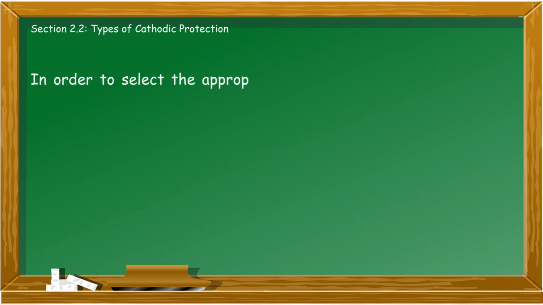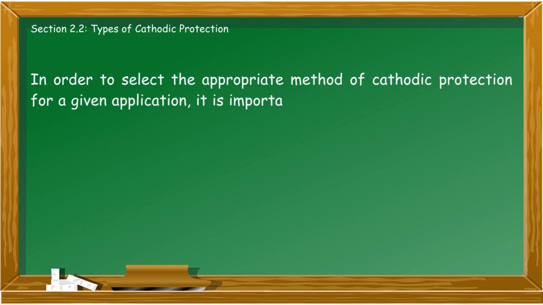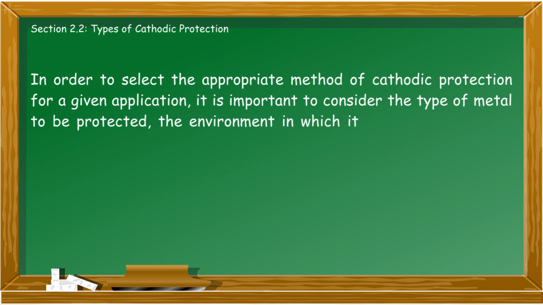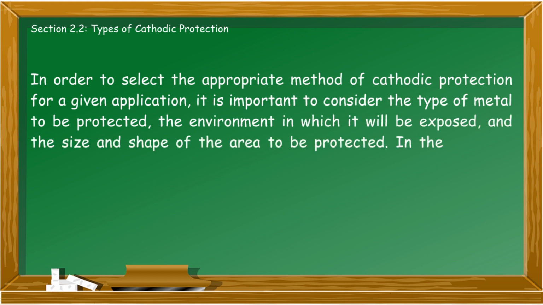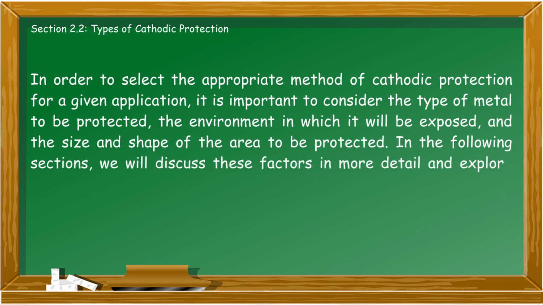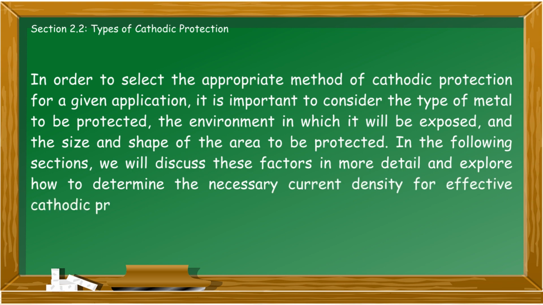In order to select the appropriate method of cathodic protection for a given application, it is important to consider the type of metal to be protected, the environment in which it will be exposed, and the size and shape of the area to be protected. In the following sections, we will discuss these factors in more detail and explore how to determine the necessary current density for effective cathodic protection.